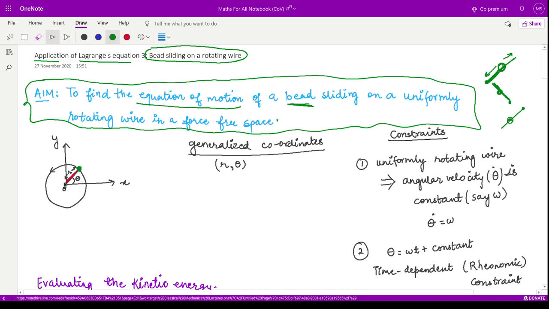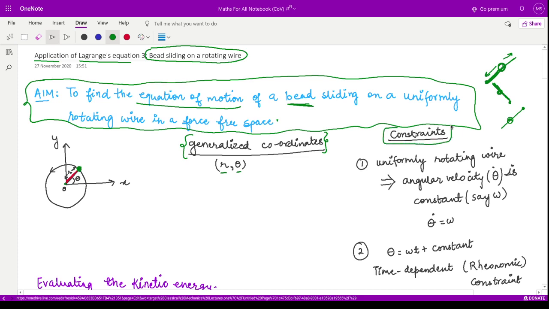So now we have to select the generalized coordinates which can independently represent the complete information about the system. I can choose r and theta to be the generalized coordinates, where theta is the angle which this rod makes with the x-axis, and what is r? r is the distance of this bead from the origin. So now the next step is to look at the constraints.